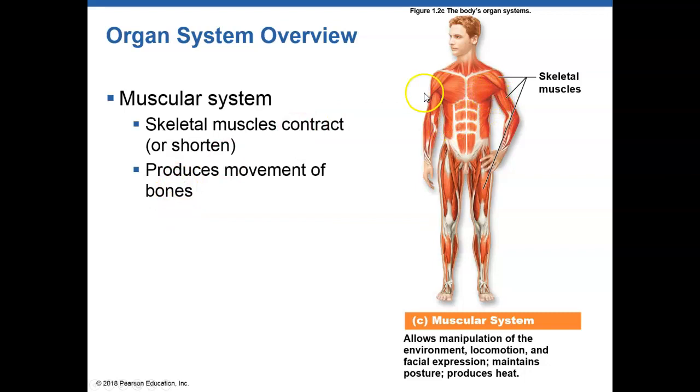The muscular system consists of all of the muscles that attach to our bones. So when we think of the muscular system, we are looking at the skeletal muscle that's attached to our bones and allows for movement of the entire body as a whole. But we will talk about the cardiac muscle and smooth muscle as well when we talk about the muscular system.